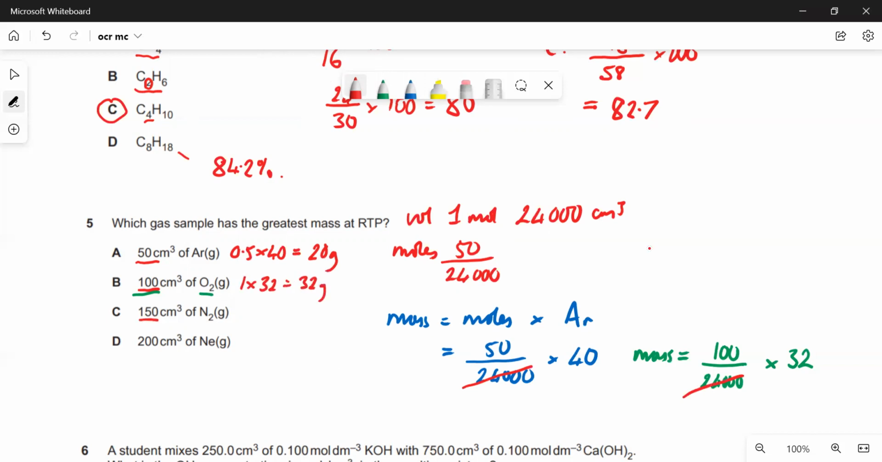This one is 150, so that's going to be not 1, but 1.5. Nitrogen is 14, so N2 is going to be 28. 1.5 times 28 is equal to 42 grams, so that's the most mass, I think. And do the last one, so 200, so that's going to be 2, and neon is only 11, so that makes 22 grams. So our answer is C. So you don't have to work out each one completely, because you're just comparing them all.